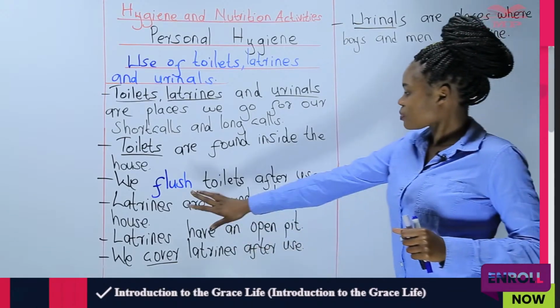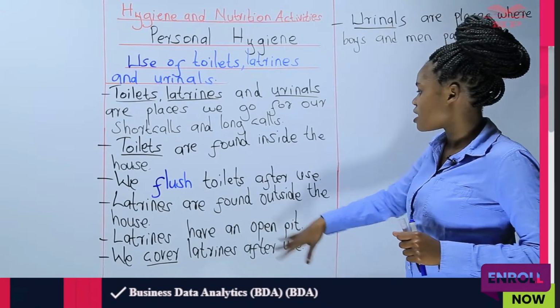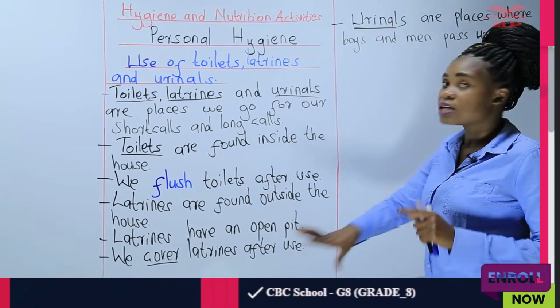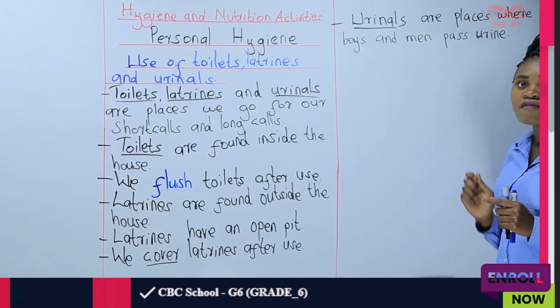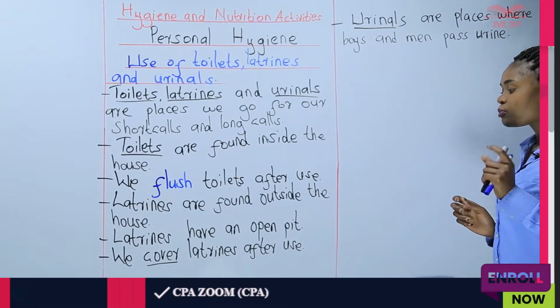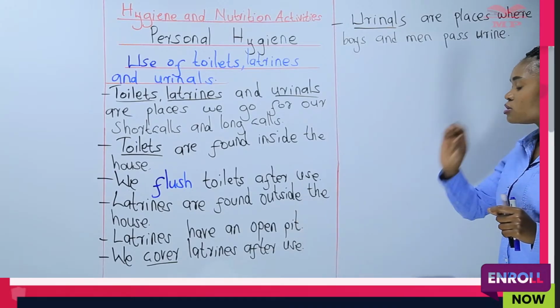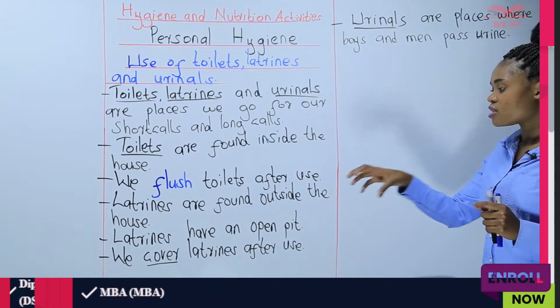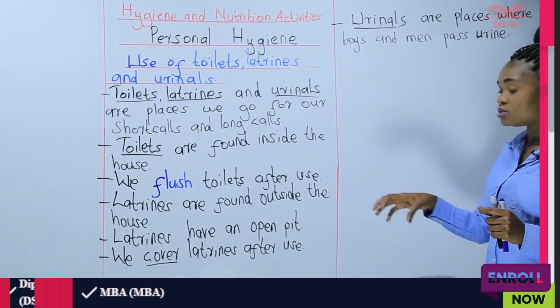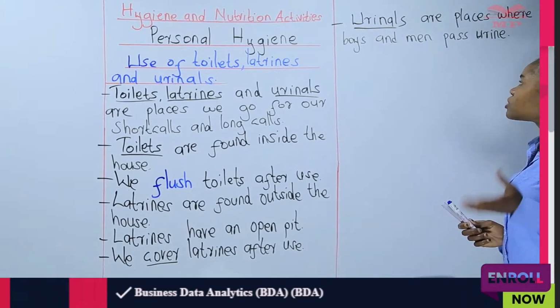Then, latrines are found outside the house. Latrines are always built outside the house, and they have an open pit. After using a latrine, you are also supposed to cover it after use. You cover the pit to avoid the bad smell which can come from the latrine.